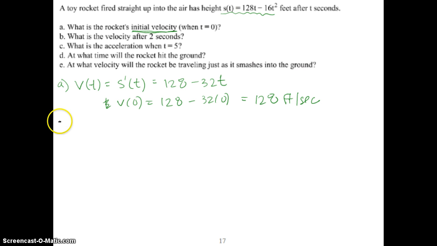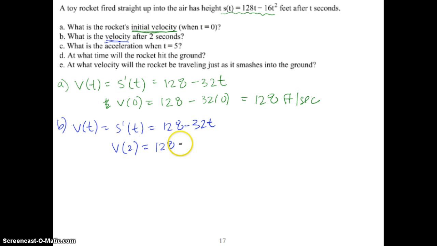Okay, so now let's look at B. B says, what is the velocity after 2 seconds? Again, this is velocity, so we're going to use our same velocity function. V of t is the same thing as s prime of t, which is 128 minus 32t. So we're just going to plug 2 in. V of 2 is 128 minus 32 times 2, which is 64 feet per second.